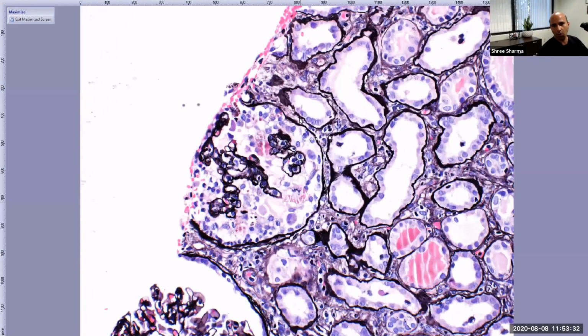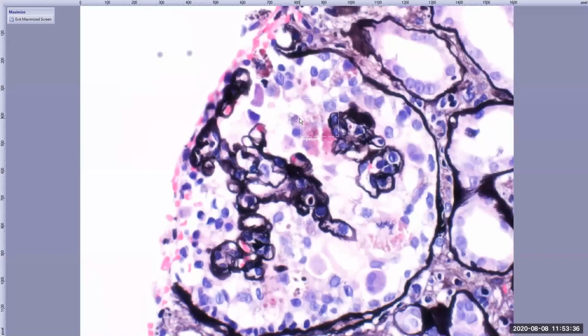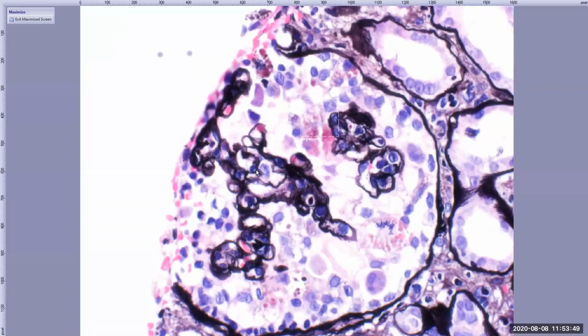First off, remember always, what stain are we looking at here? Nice, a silver stain. Most of the fellows are accustomed to looking at this image when they think of collapsing, because the tuft is collapsed.